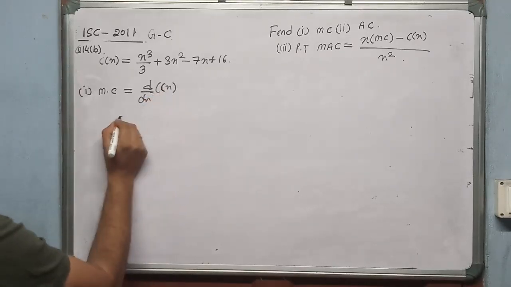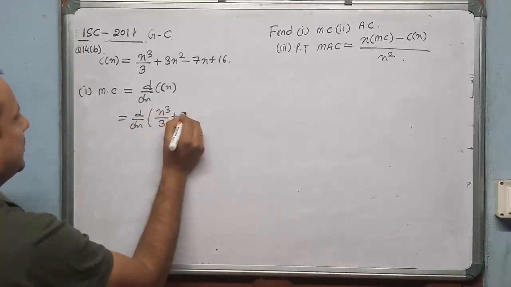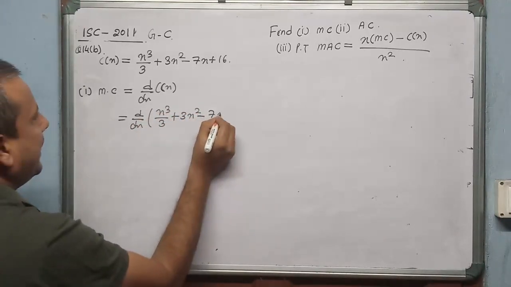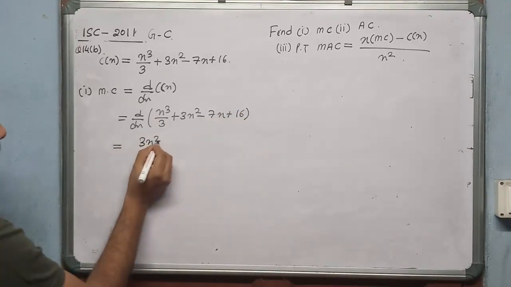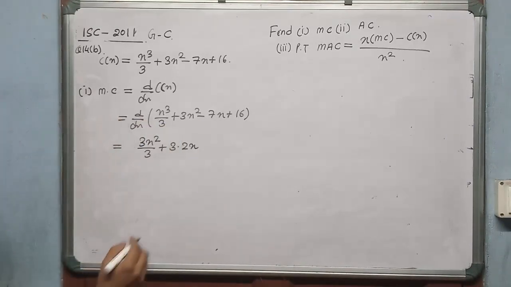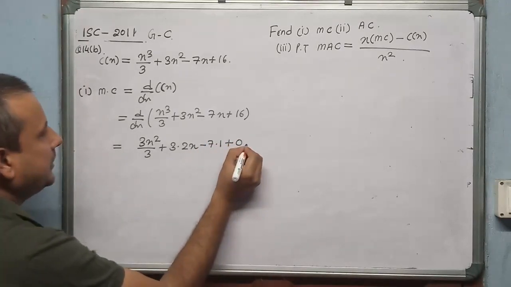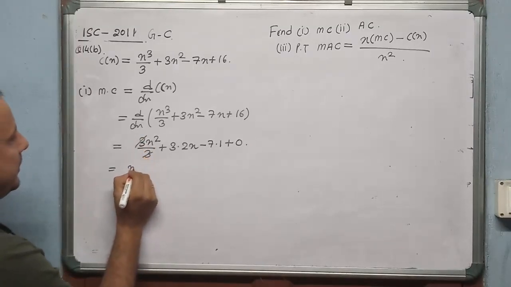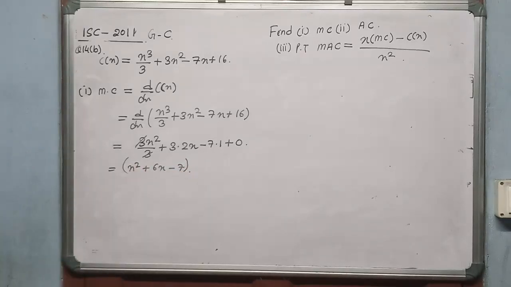d by dx of the cost function. The cost function is x cubed by 3 plus 3x square minus 7x plus 16. Now I'll differentiate this function. The derivative of x cubed is 3x square by 3, plus 3 into the derivative of x square, which is 2x, minus 7 into the derivative of x, which is 1, plus the derivative of 16, which is 0. Now it is x square plus 6x minus 7. This is the marginal cost. Okay, x square plus 6x minus 7 is the marginal cost.